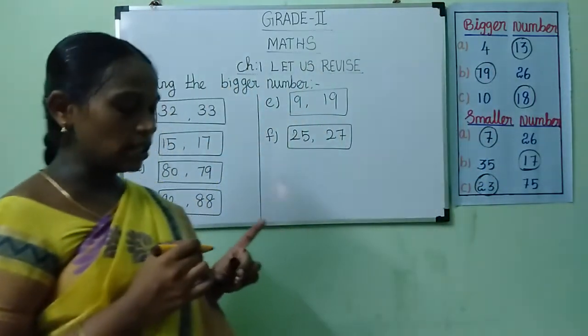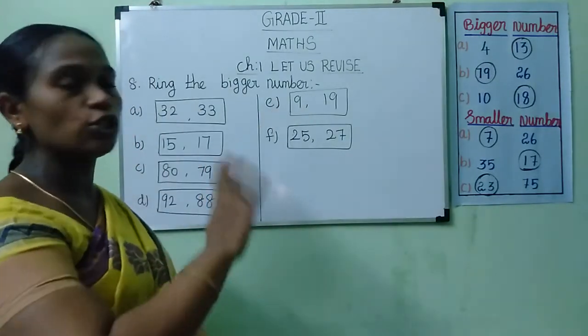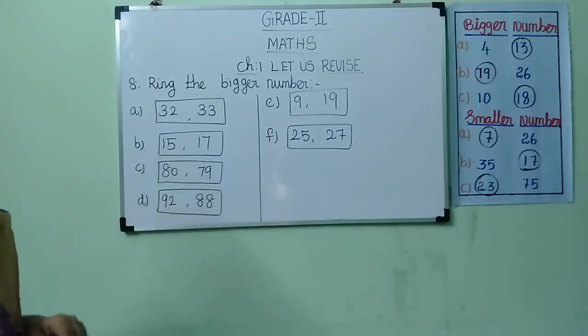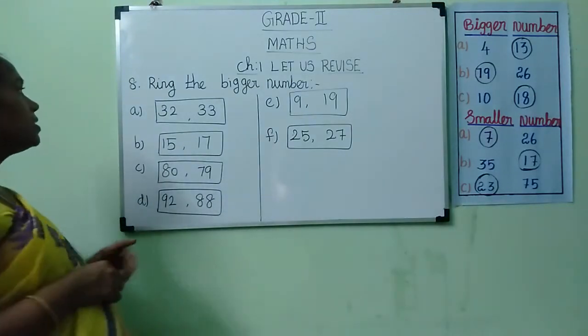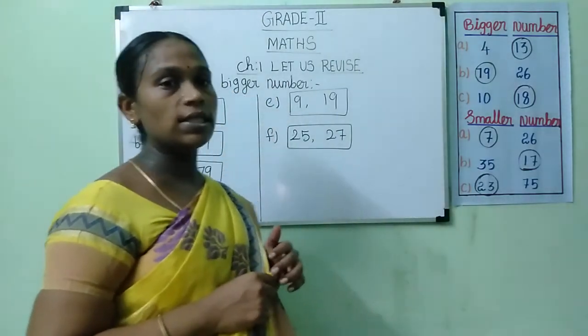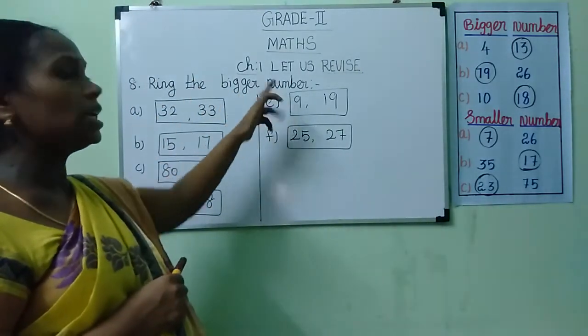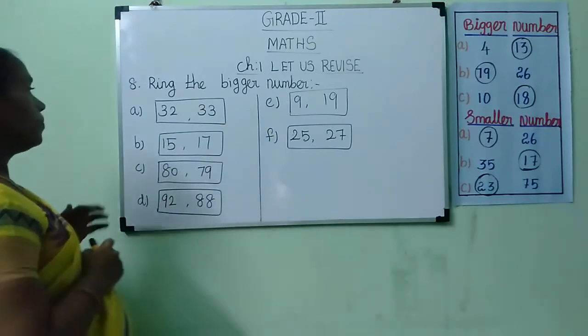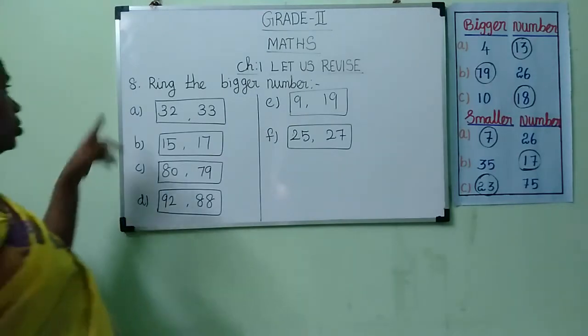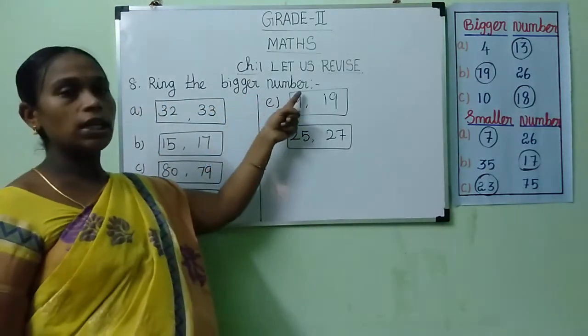Are you clear, children? How to find out the bigger number and smaller number? Okay. See, take your book page number 8. See, the 8th one, ring the bigger number. What is this? Ring the bigger number.